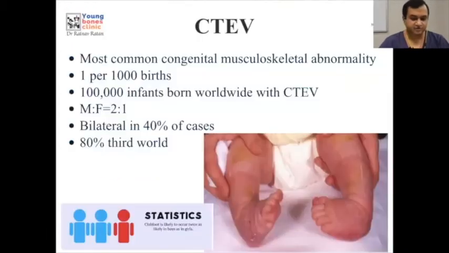If you go to the demography of CTEV, it is the most common congenital anomaly, as we spoke about. There is an incidence of about 1 birth per 1000 live births, so 1 in every 1000 live births will have a CTEV deformity. In a year, approximately 1 lakh infants are born with CTEV deformity, and it's twice as likely in a male child than a female child, and it is bilateral in about 40% of cases. Most of these cases are seen in third world countries, the developing countries, around 80% of them.